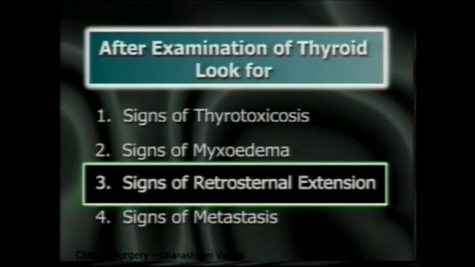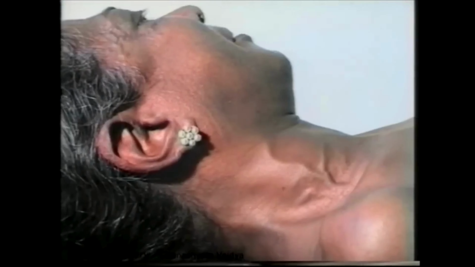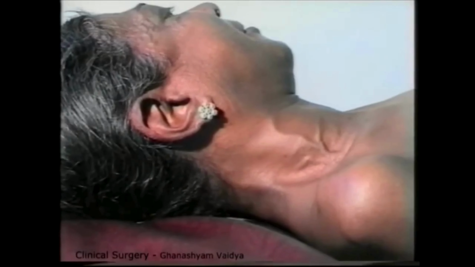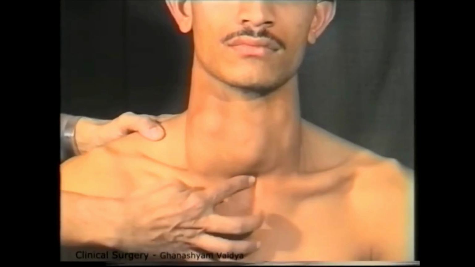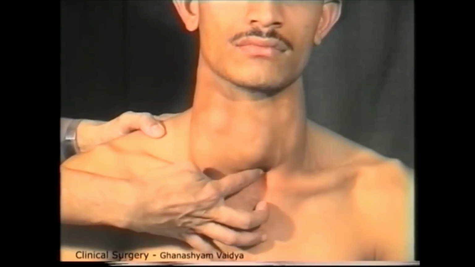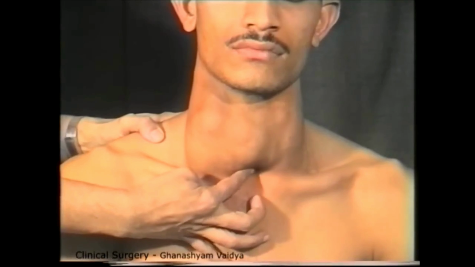Now we look for the signs of retrosternal extension. Inspect the upper chest, neck and face for dilated veins, congestion and puffiness, which result from pressure on the internal jugular veins at the thoracic inlet. Palpate the tracheal rings in the suprasternal notch. Inability to palpate the rings suggests a retrosternal goiter.